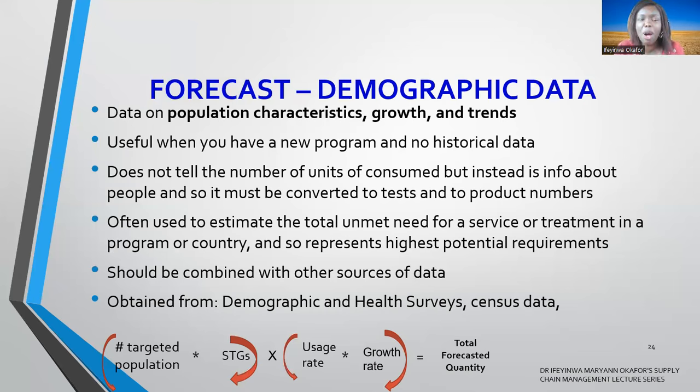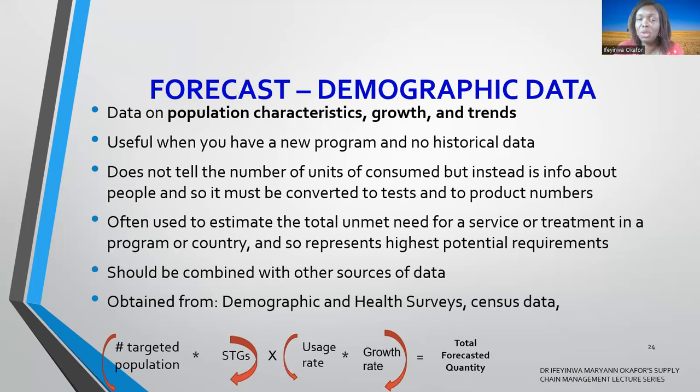It does not tell the number of units consumed, but instead gives information about people. And so it must be converted to test and to product numbers. It is often used to estimate the total unmet need for a service or treatment in a program or country, and so represents the highest potential requirements and should be combined with other sources of data.